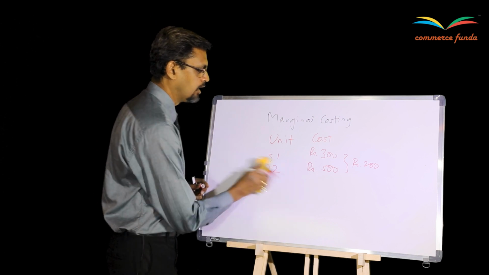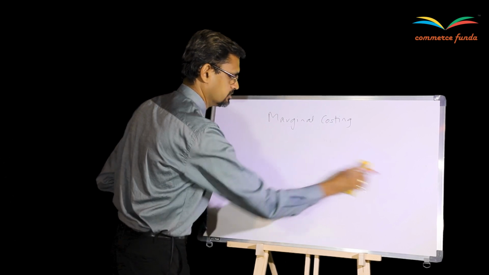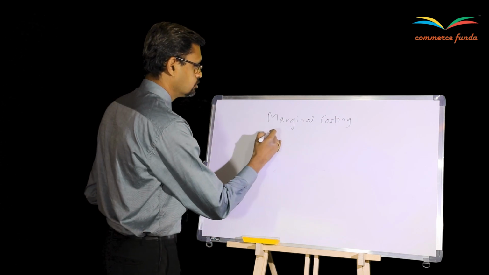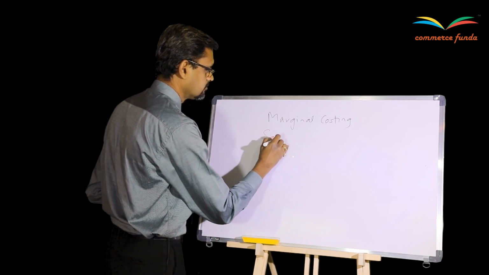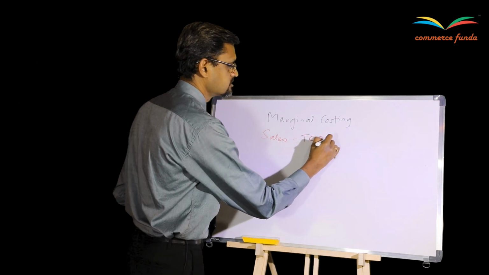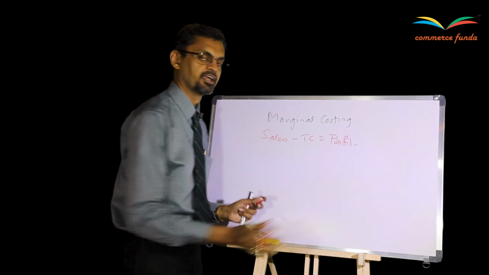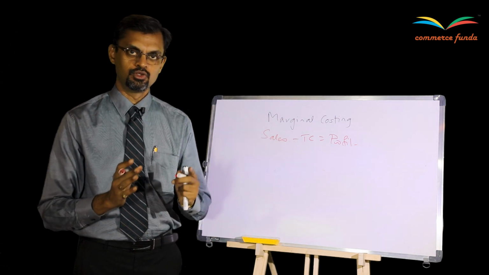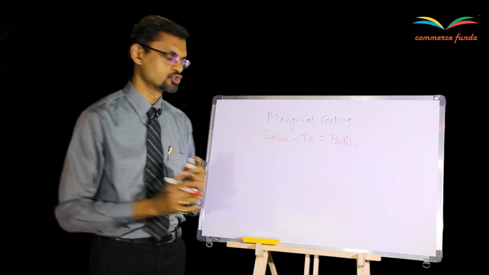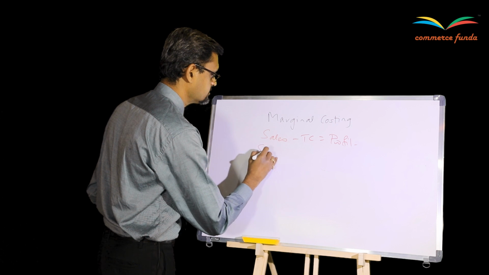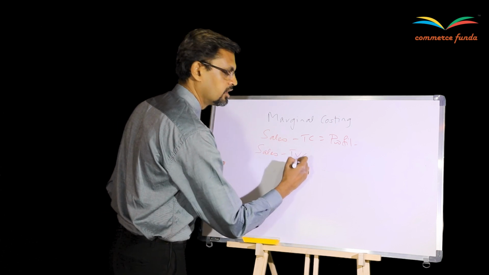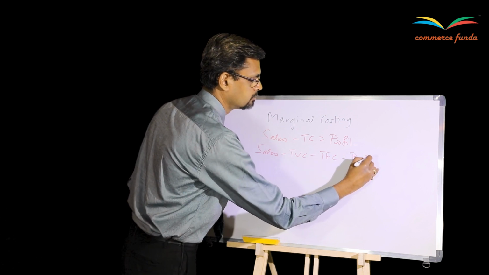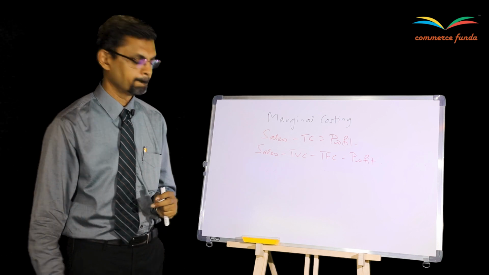Now let me tell you, how the cost function overall flows in your P&L or in your cost statement. So you have sales minus the total cost is profit, correct? That's the simple equation. Now total cost consists of two parts, your total variable cost and total fixed cost. So let me rewrite this equation. So sales minus total variable cost minus total fixed cost is equal to profit, correct?